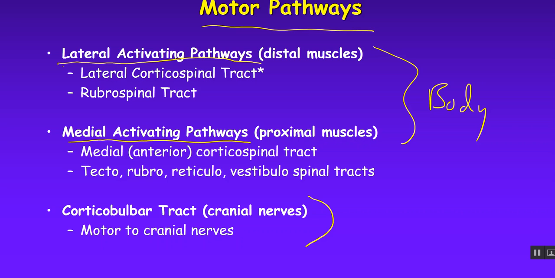Our motor pathways are crossed, right? Especially the lateral activating pathways and the corticobulbar tracts. They have a high level of contralateral crossing. So right-sided brain problem, left-sided motor problem, okay? Right-sided brain problem, left-sided face problem, okay? The medial activating pathways have more bilateral connections, and some are even ipsilateral. Don't worry too much about that, because they're kind of controlling your core, just keeping your core upright.